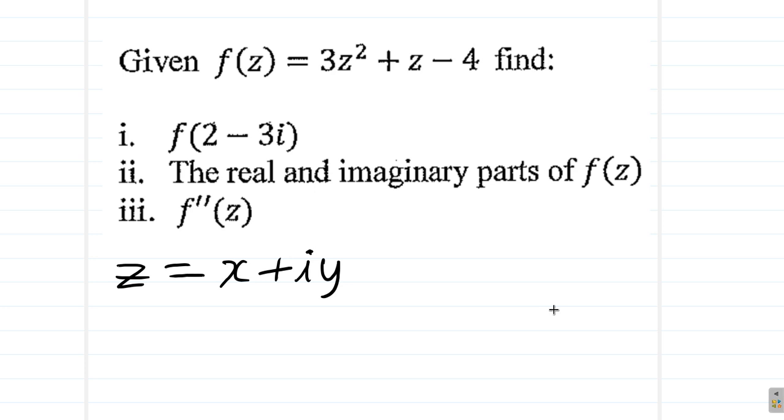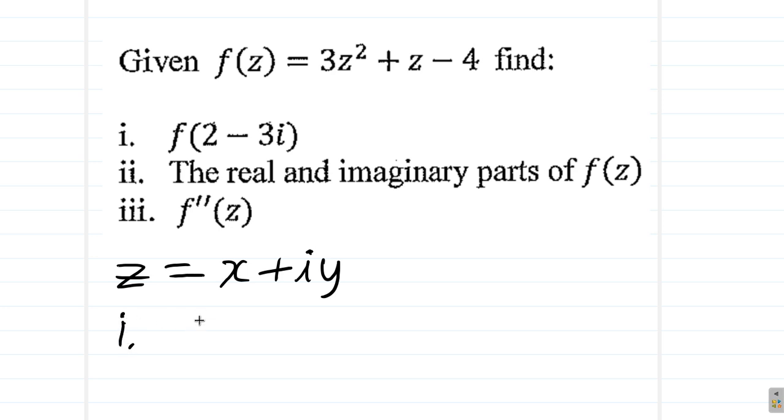Now, I'm going to ask you to pause the video and write the question down and finish it off. Okay, very well, you have finished. Let's work out the question together now. Here, in this case, f(2 − 3i) means z is 2 − 3i, right?